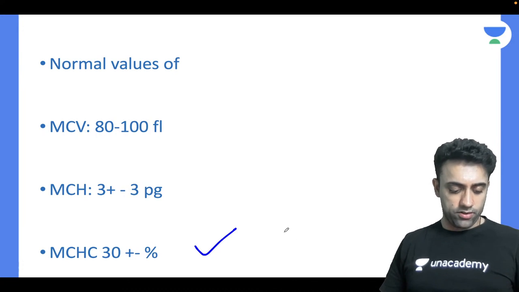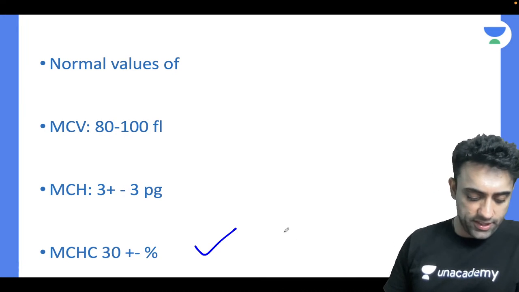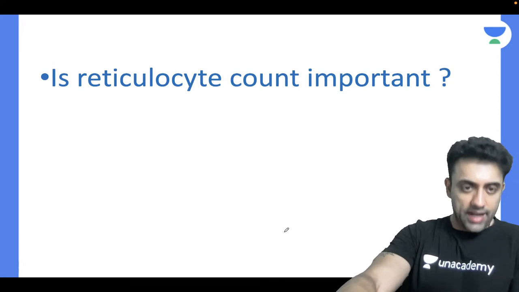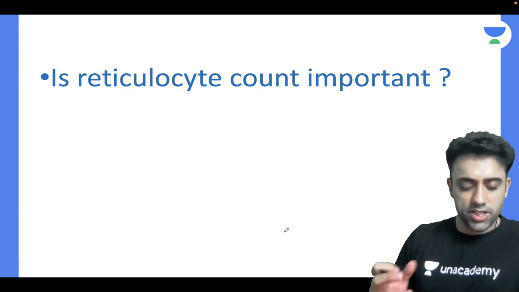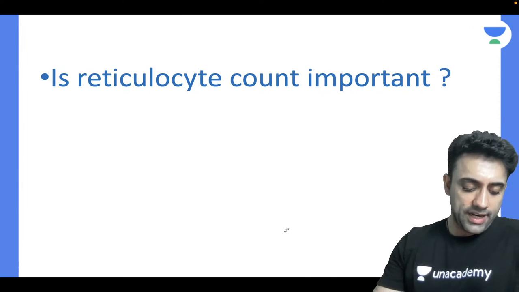Perfect. Very good. Okay, so these were the three important points we need to understand. Yes, perfect. Coming to the next one, now this is important. In a general case of iron deficiency anemia, is reticulocyte count important?